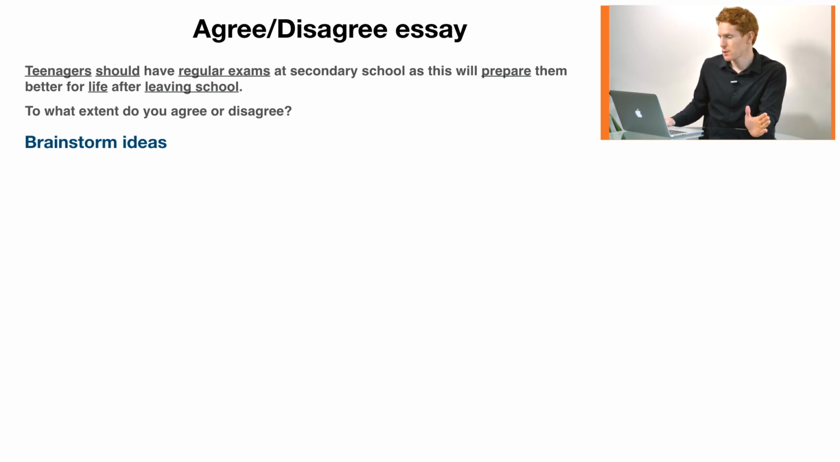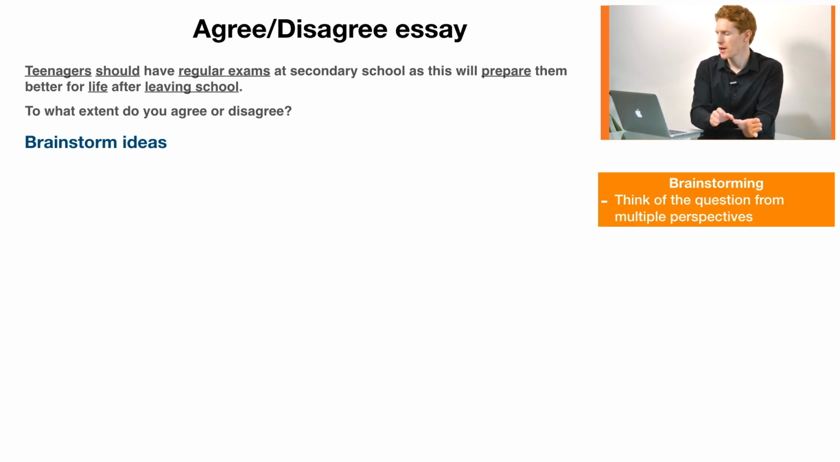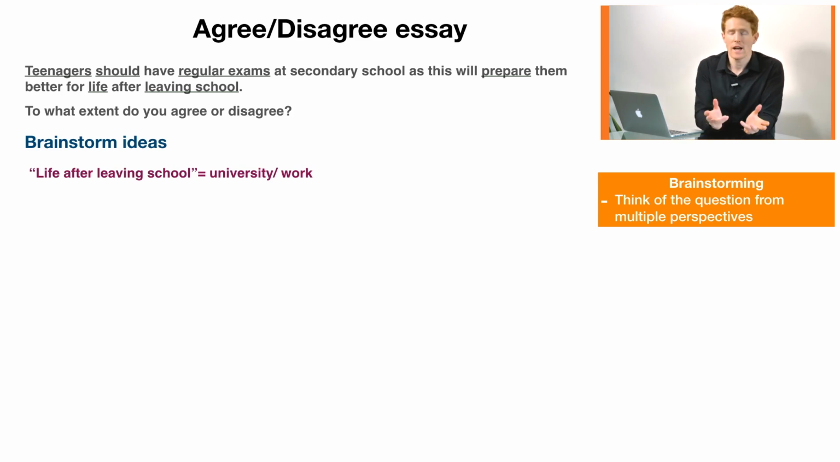So when you're brainstorming ideas, it's a good idea to think about the question from multiple perspectives. So for this question, well, what is life after leaving school? Some teenagers go on to university and some teenagers go on to start their career. They start work immediately. So here we're thinking about the question from multiple perspectives: the perspective of teenagers that go to university and the perspective of teenagers that go to start work.